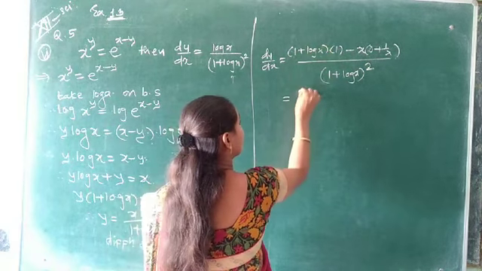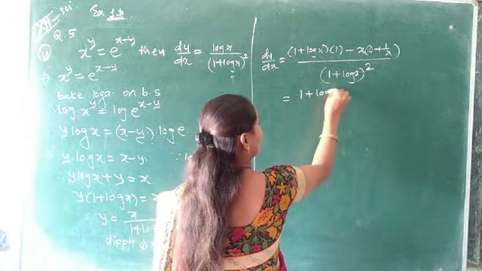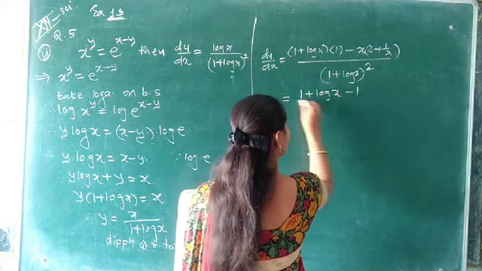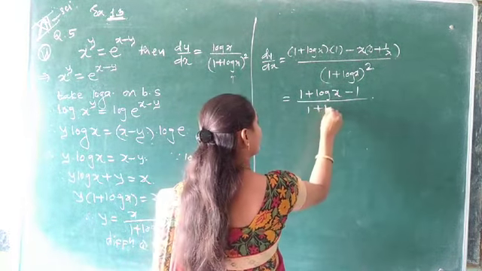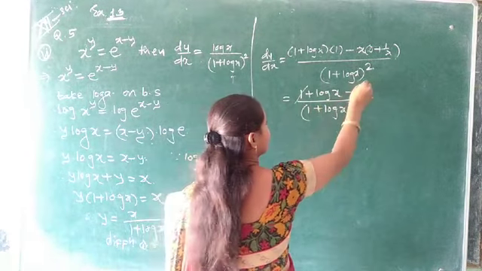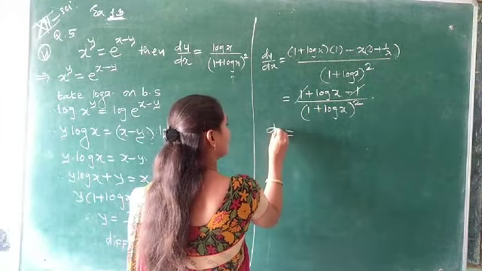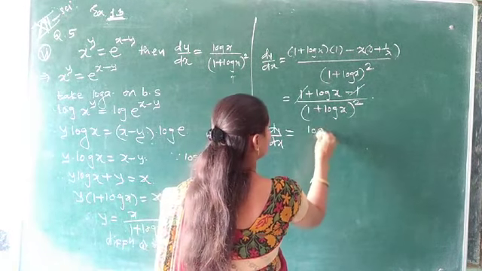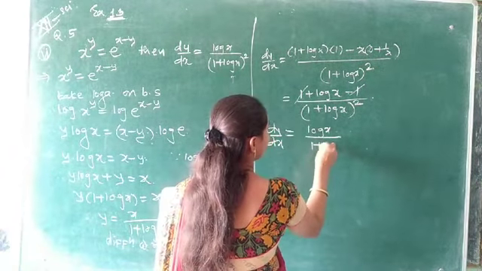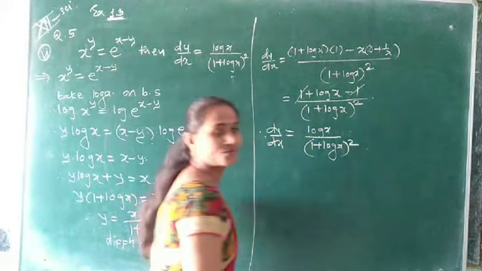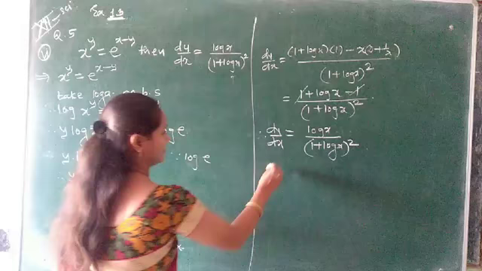Now (1 plus log x) into 1, that is 1 plus log x, minus x into 1 upon x. So x will get cancelled, minus 1, upon (1 plus log x) whole square. 1 minus 1 will get cancelled here. Therefore, dy upon dx is equal to log x upon (1 plus log x) whole square. Hence, it is proved.